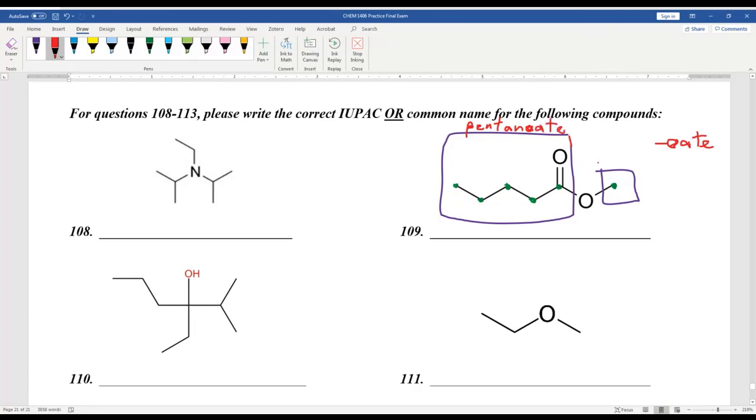Now the less important side gets named just as if it was a little branch off the side. And this is going to be methyl, because it's a 1-carbon branch. So then the final name of this compound, I'll put the less important side first, methyl. And what's really odd here is I'm actually going to put a space. I normally don't put spaces in the name, but for esters and ethers I can. So for esters I'll put methyl pentanoate.